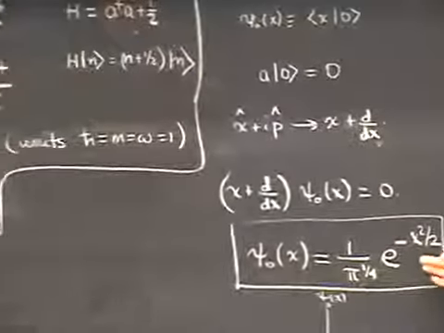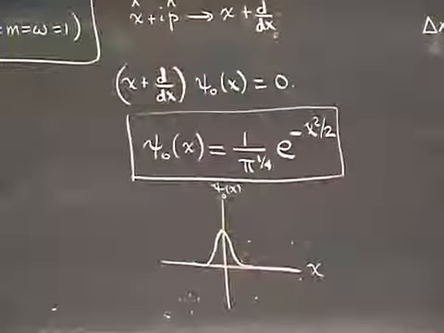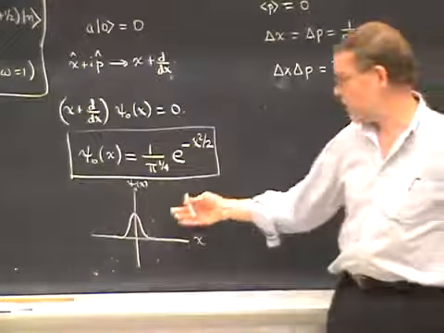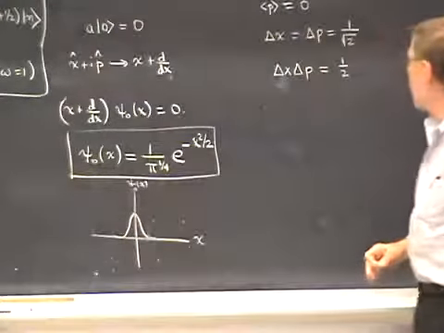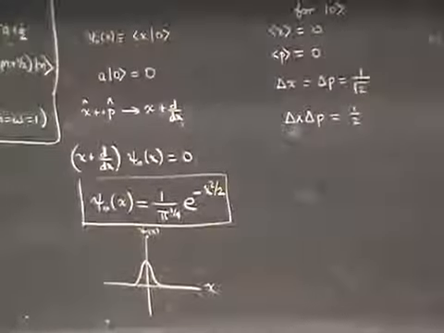So the result is the ground state of the harmonic oscillator is actually a minimum uncertainty wave packet. It's a Gaussian wave packet. All minimum uncertainty wave packets in terms of delta x and delta p have to be Gaussian, but this is a particular example of it. So that's an interesting conclusion also.